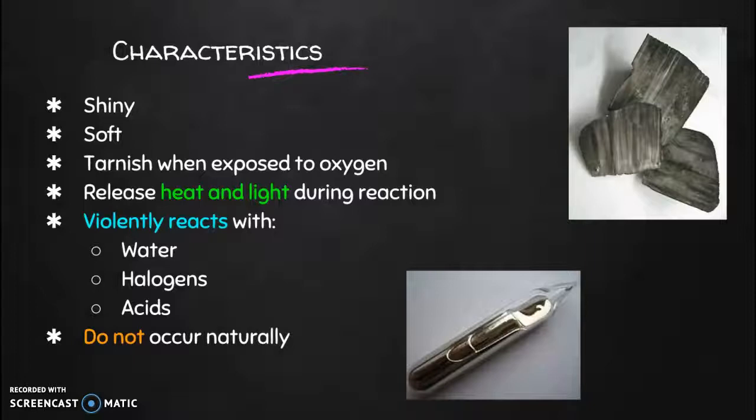Because alkali metals are from the same group, they all have similar characteristics. For example, they're shiny, soft, release heat and light during reactions, react violently with halogens, acids, and water, and they do not occur freely in nature.